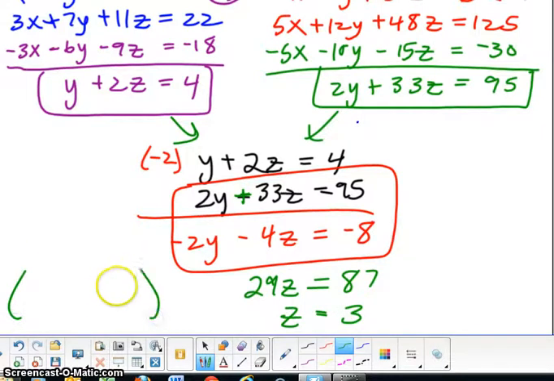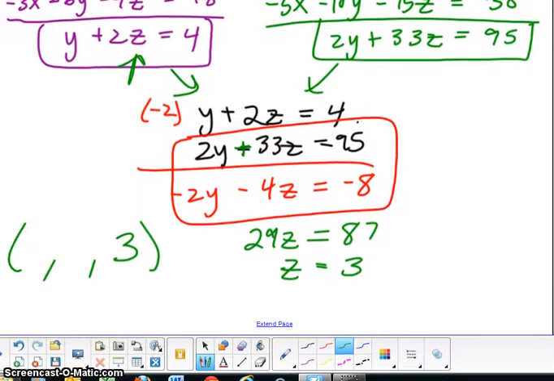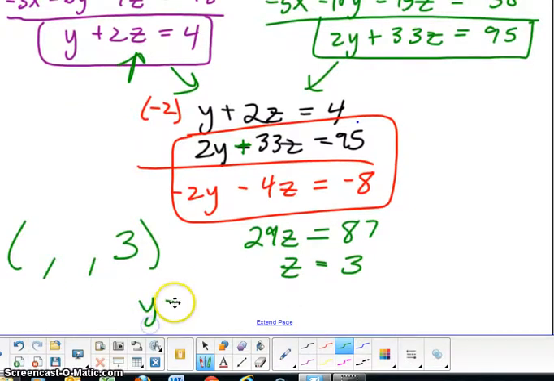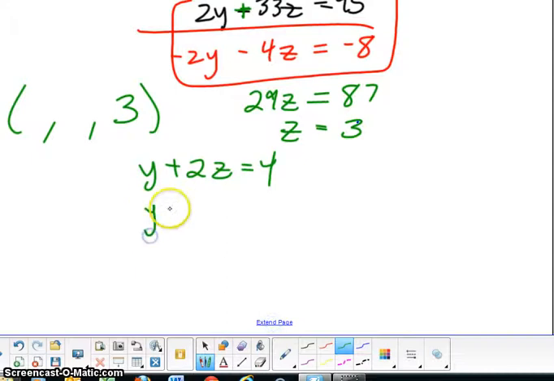Alright, so z is at the end, so that's where I'm going to put it in my ordered triple. Okay, so now I'm going to take z equaling 3 and replace it into one of the previous problems. So we have y plus 2z equals 4, and I know that 2 times 3 equals 6. And if I subtract that, I'll get a negative 2, and that's going to go in the second place for my ordered triple.